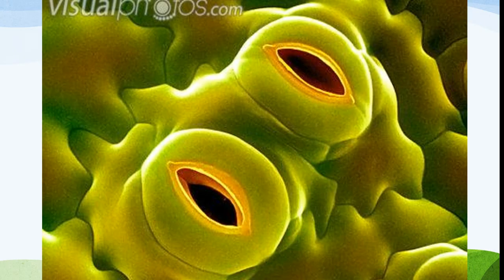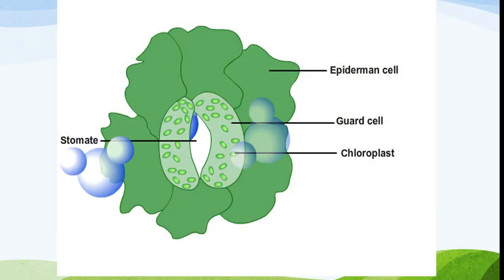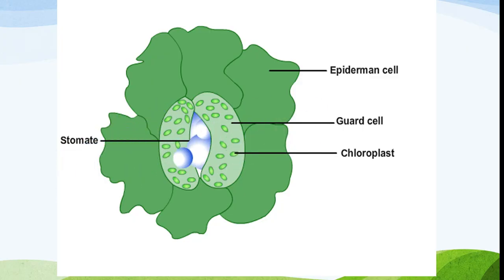Here is a scanning electron micrograph of some open stoma with the guard cells nice and plump. All right, I like this. We see the H2O coming out. So remember, water is also made in photosynthesis, right?